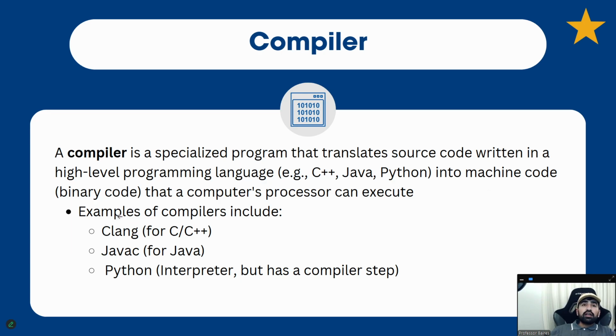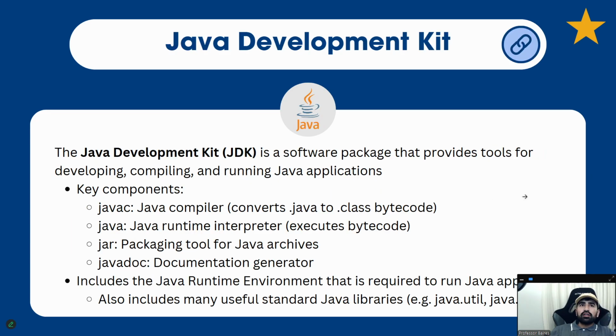So there are different compilers depending on the language you're using. Clang is for C and C++. Javac is for Java. That's the Java compiler. Python has an interpreter, but there's also a compiler step when compiling Python code. So depending on the language, it's going to have a different compiler. But they all kind of do the same thing. They're all just translating that high-level code down to that low-level machine code.